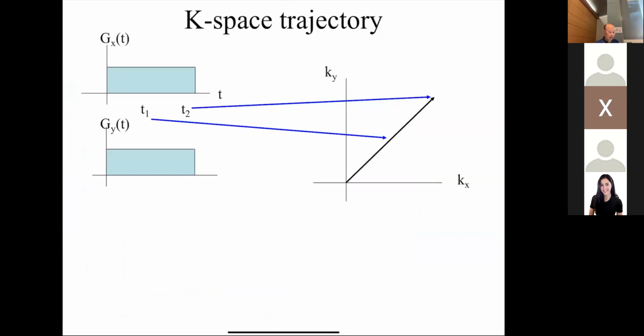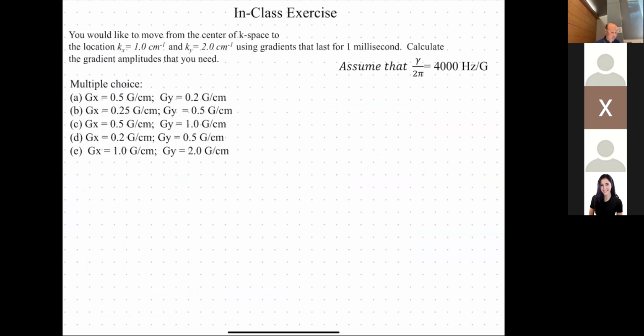Okay, yeah. So as we said before, the most efficient thing is a k-space trajectory where we play out the gradient simultaneously if we can. There's no point in waiting, right? So let's do this problem together. Okay, so you'd like to move from the center of k-space to kx equals 1 inverse centimeter, to ky equals 2 inverse centimeter, right? So I want to move out to this point in k-space, okay? And delta t equals 1 millisecond, or 1 times 10 to the minus 3 seconds.